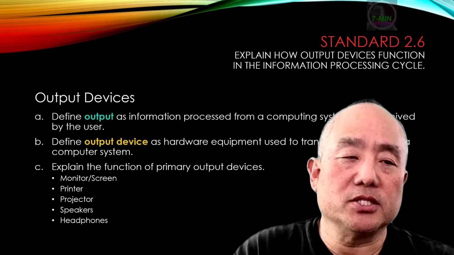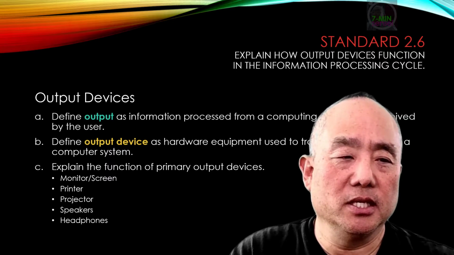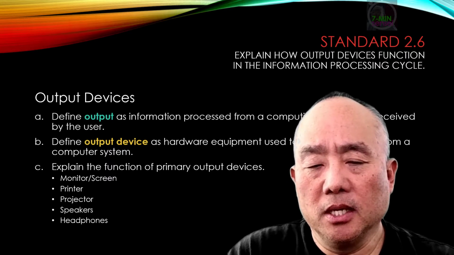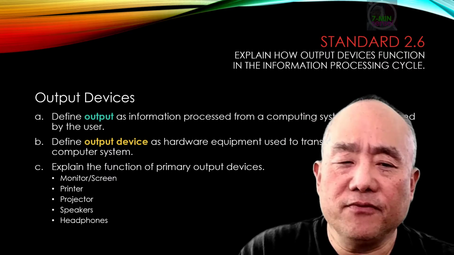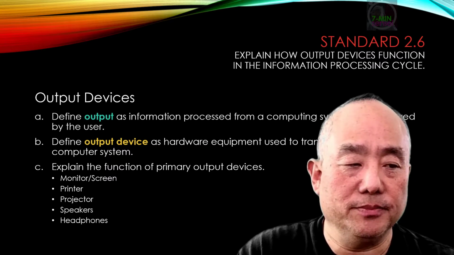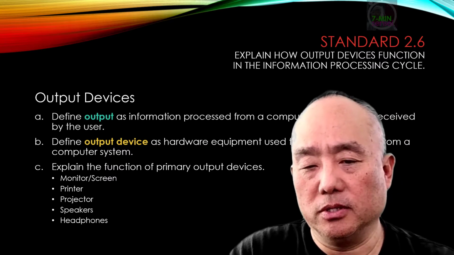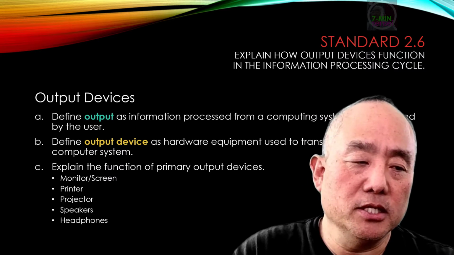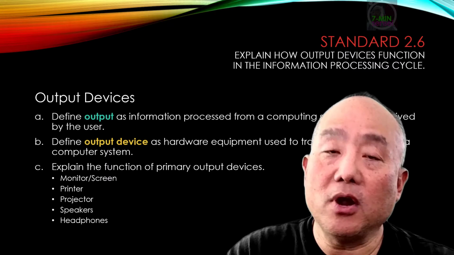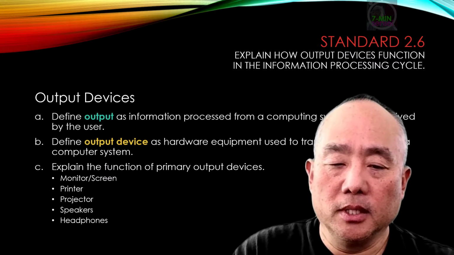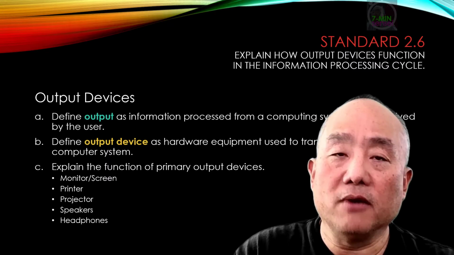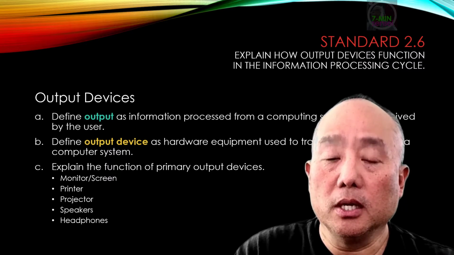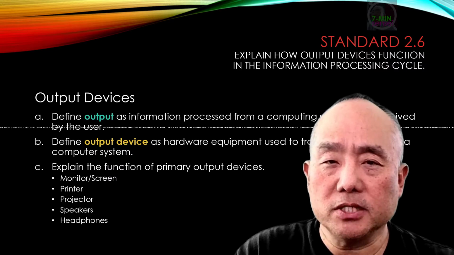In Standard 2.6, we explain output devices and how they function in the information processing cycle. We define output as information processed from a computing system and retrieved by the user. An output device, as hardware equipment, is used to transfer data out from a computer system. There are a variety of functions of output devices, such as your monitor, screen, your printer, a projector, speakers, and headphones.